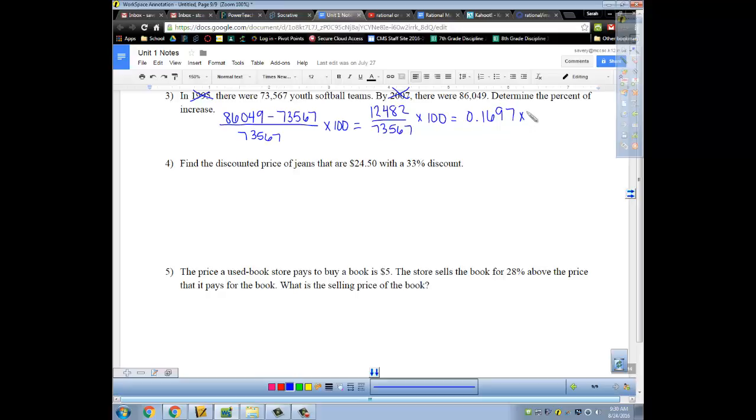I'm going to move that decimal over twice or multiply it by 100 to get 16.97%. Since it was a positive number, I know that it's an increase, but they already told me that in the problem.